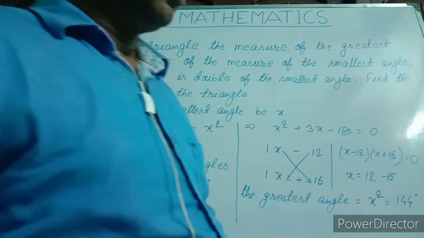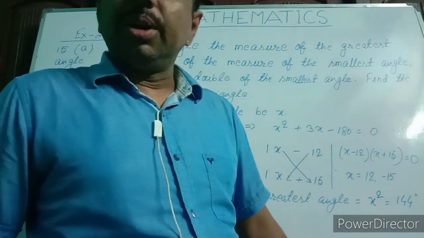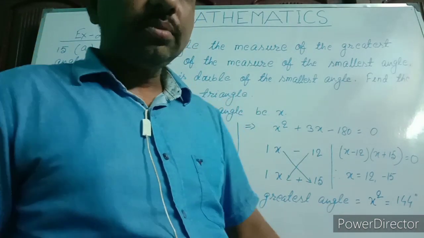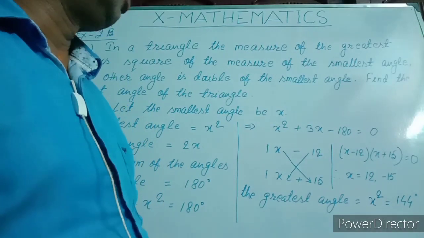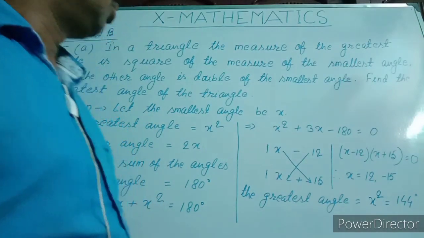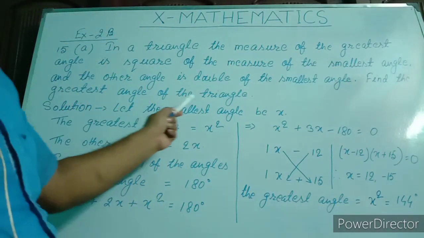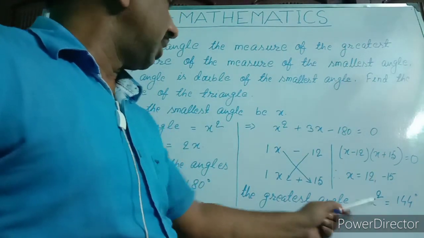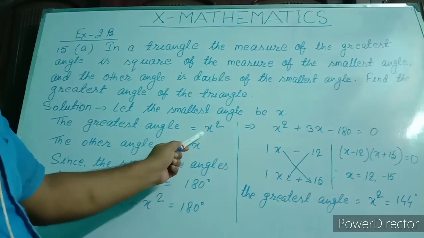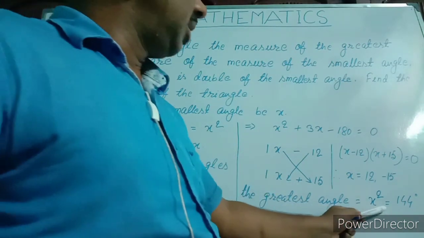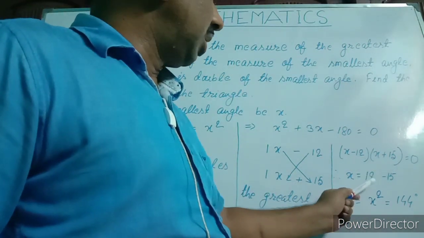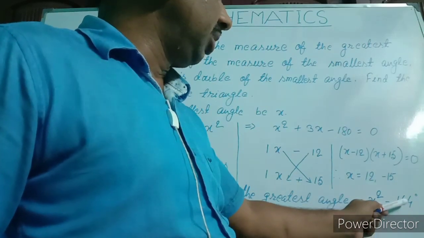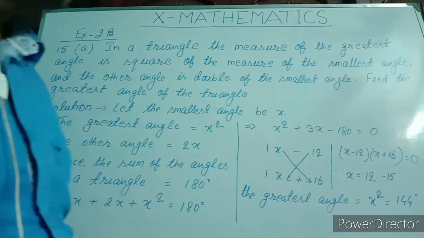Now the last point was to write the correct format of the answer, that is asked in the question. In the question we are asked to find the greatest angle of the triangle. I wrote here the greatest angle of the triangle is x square, that we have considered, and the value of x square will be equal to 12 square. 12 square equal to 144 degrees. That became the answer of the question.